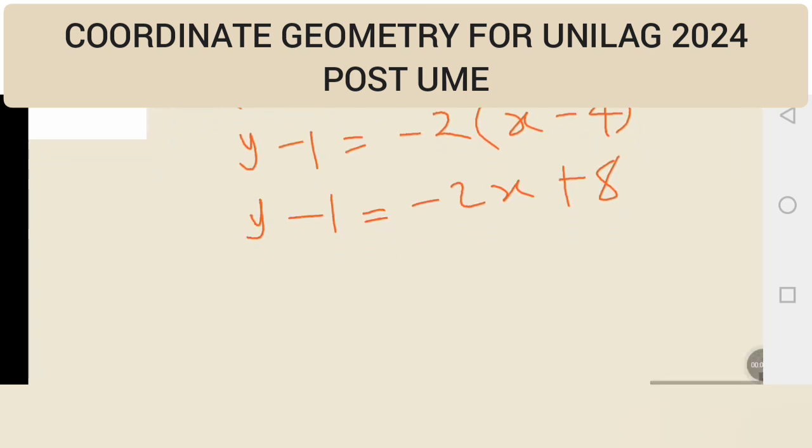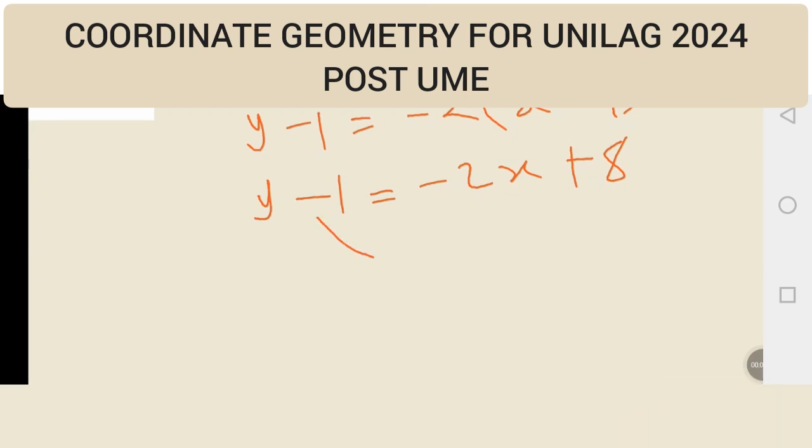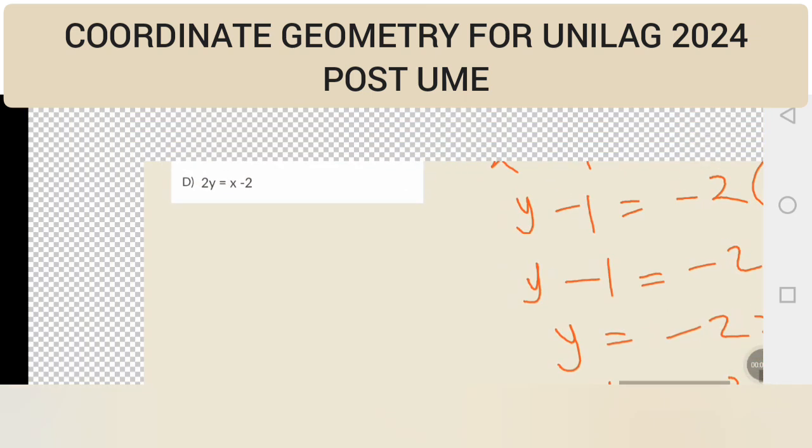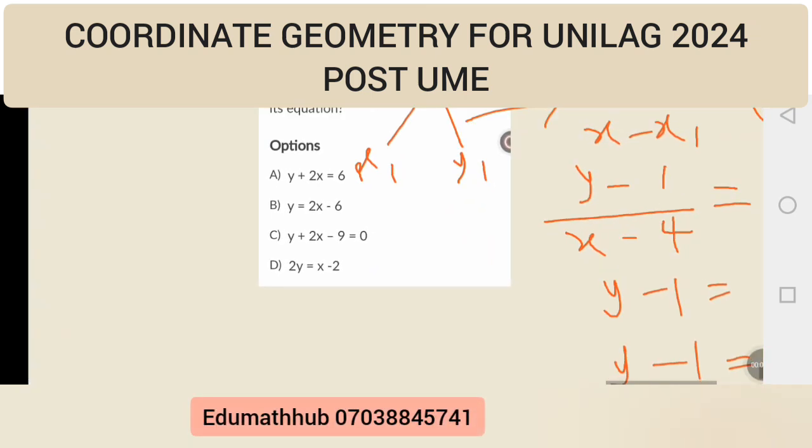So let's make y the subject of the formula. Take minus 1 to this side, okay? So that will give you y equals minus 2x plus 8 plus 1. y equals minus 2x plus 9. So that is the equation of the line. So go to the options and check for it. y equals minus 2x plus 9.